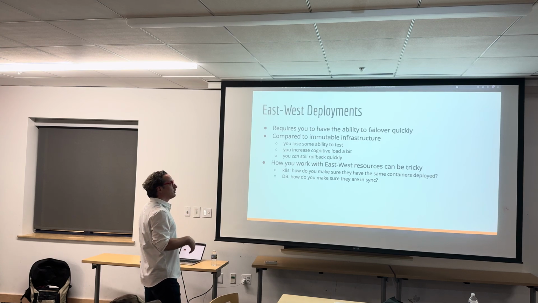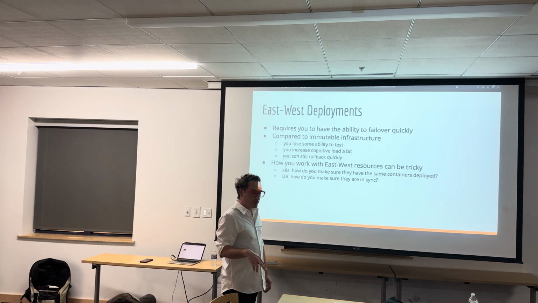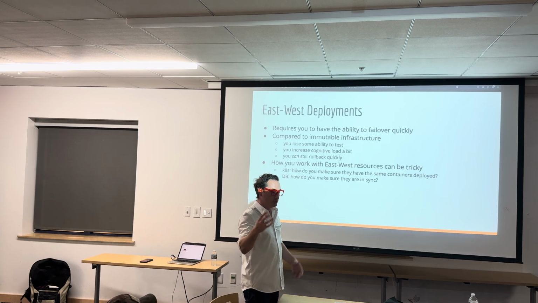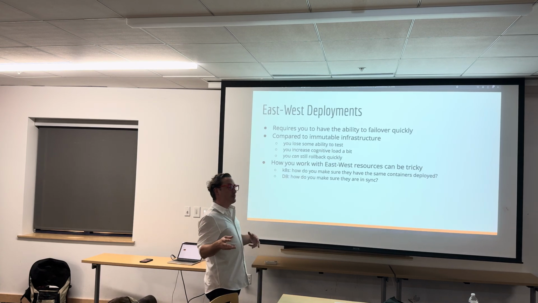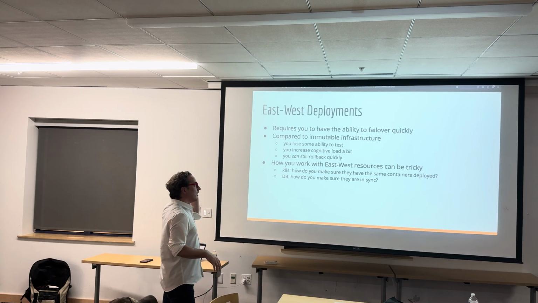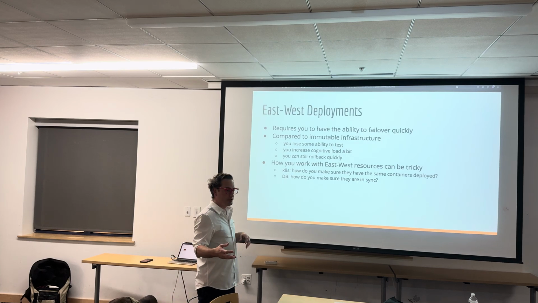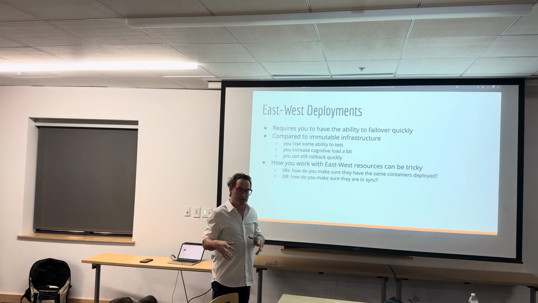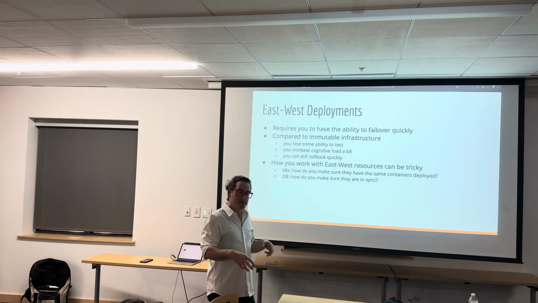Compared to immutable infrastructure, you do lose some ability to test. You do increase cognitive load a bit because now you have to keep 2 resources in your head and treat them differently. You still can roll back quickly, which is nice. It can be very important. How you work with them can be tricky. If you're doing this with Kubernetes, how do you make sure you have all the same Kubernetes resources deployed to both clusters? This is a solved problem.